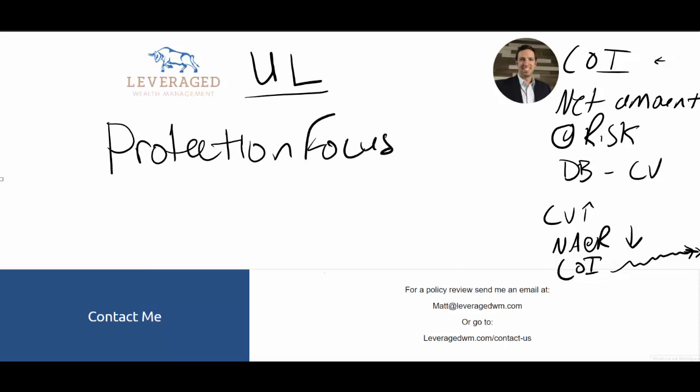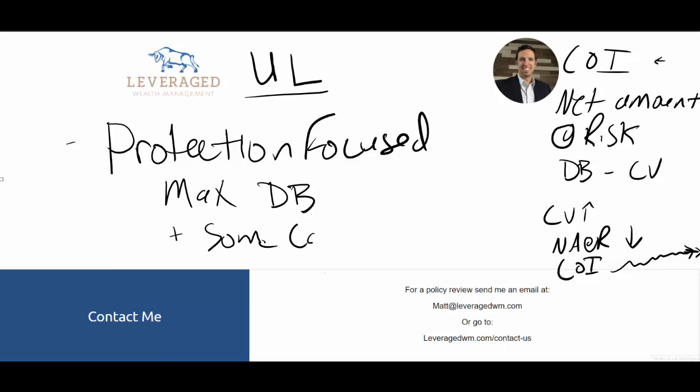What that means is you're not going to purchase one of these policies if you're looking for maximum cash accumulation. You're going to purchase one of these policies if you're looking for a maximum death benefit and you want the added benefit of some cash accumulation. It's not going to be near as much as the other two policies that we've talked about, but there will be some cash accumulation inside these universal life insurance policies. So we've got protection focused.